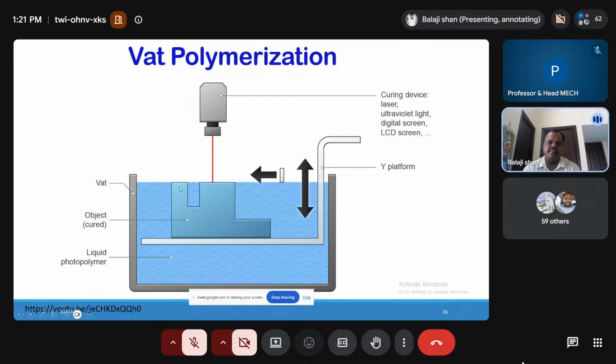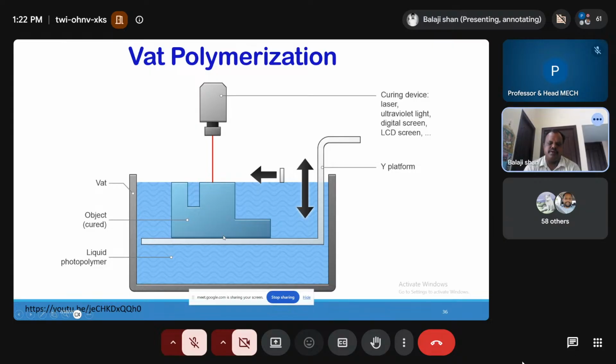So you can see the resin is completely filled on the platform. This is the curing device. You can use the laser light source or ultraviolet light source or digital light source. The digital light source should be passed over the resin surface. Whatever object we require based on what we created in the 3D modeling, that input should be given to the machine. From the machine, it passes through the ultraviolet light source, depending upon the object we require. It should be passed over layer by layer.